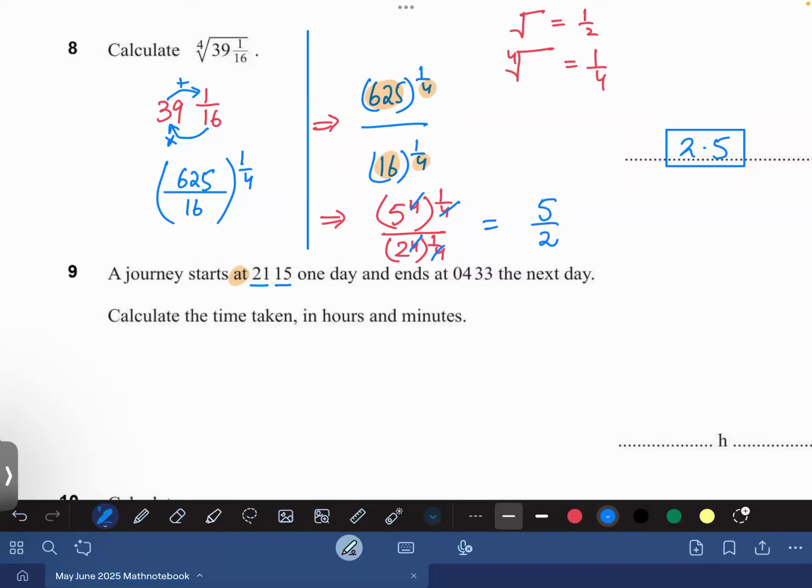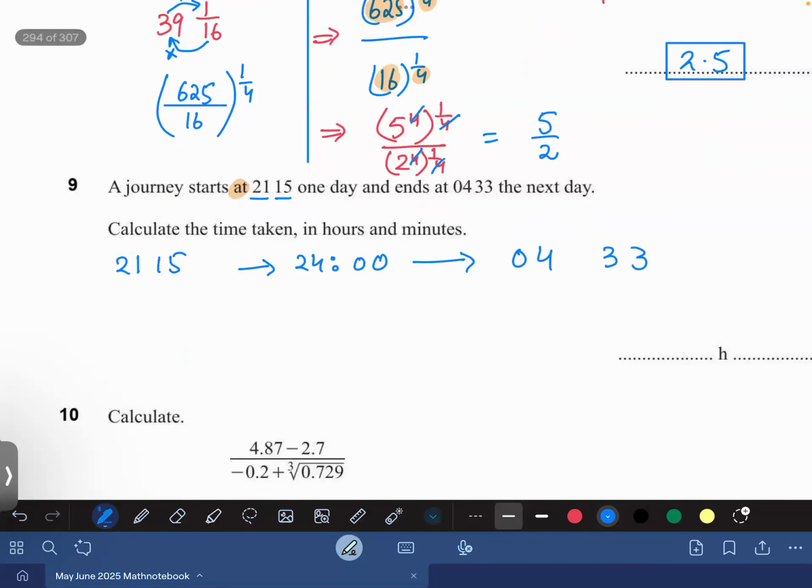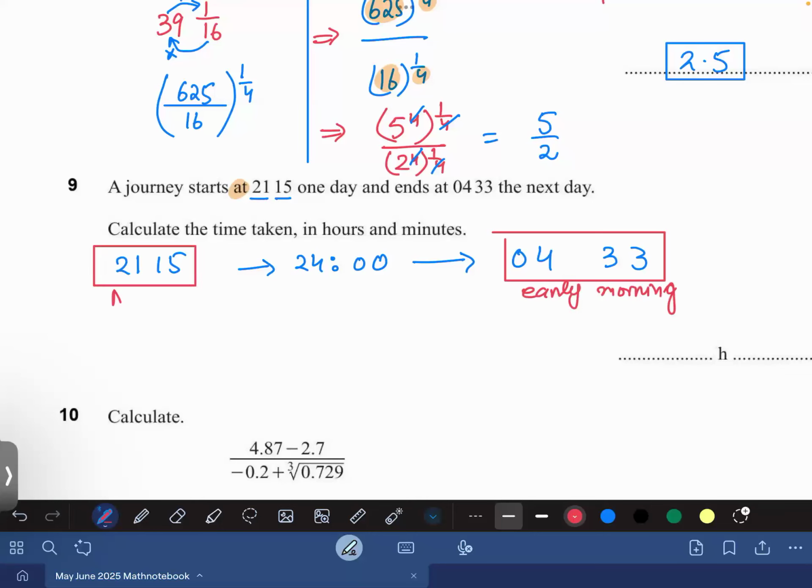So we know that, Vadan, that 21:15 to 24:00, the day ends. Agree? And then the journey finishes at 4:33 hours the next day. Agree? 4:33 is early morning, right, Muid? Early morning. And 21:15 is night time. Agree? Yes or no? Yes sir.